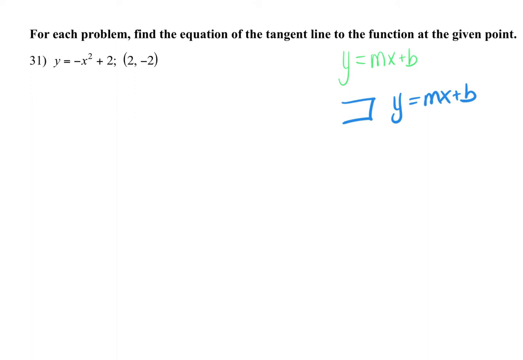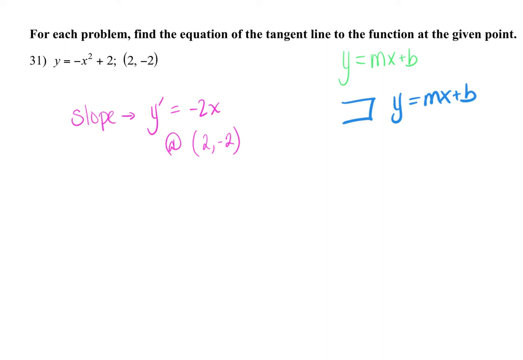And so we are going to have to then recall that in order to find the slope of the tangent line, we can use the first derivative at that x. And so the first thing we're going to want to do is find the slope using the first derivative. So let's find my first derivative first. That's negative 2x. Specifically, when we want to find it at the point (2, negative 2), well, I need to plug in my x value there.